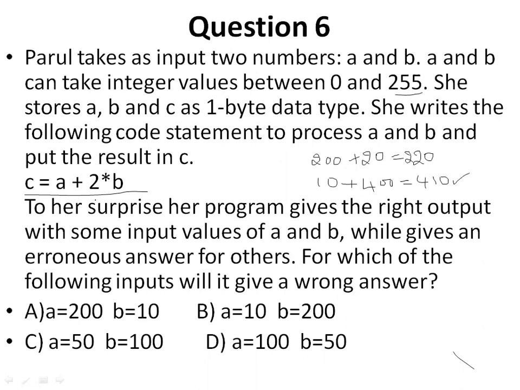C is 50 plus 200, 250, within the range. D option is 100 plus 100, 200. This is also within the range. So that means only option B is beyond the range. So for option B, you will get wrong output. Correct, your option B is correct. Exactly. Right. Everyone correct.